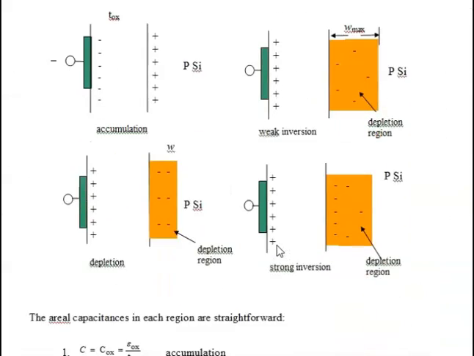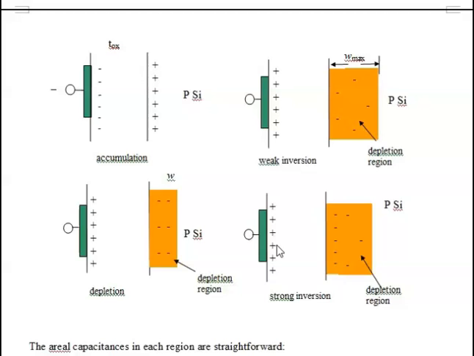And here we see those 4 regions pictorially. In accumulation, we have generally a negative voltage on the metal, on the gate, and we have positive mobile holes which are attracted to the interface between the oxide, which is here, and the silicon. So this looks just like a parallel plate capacitor.